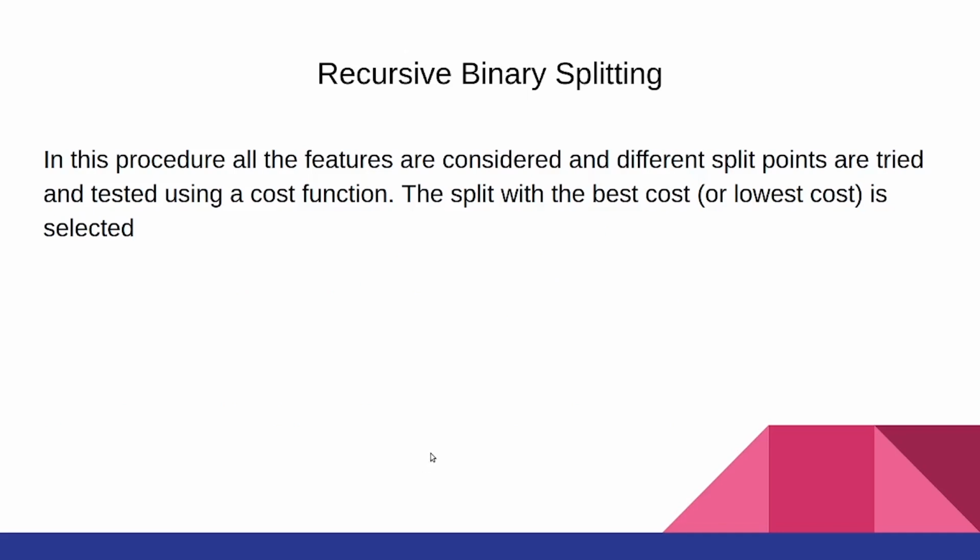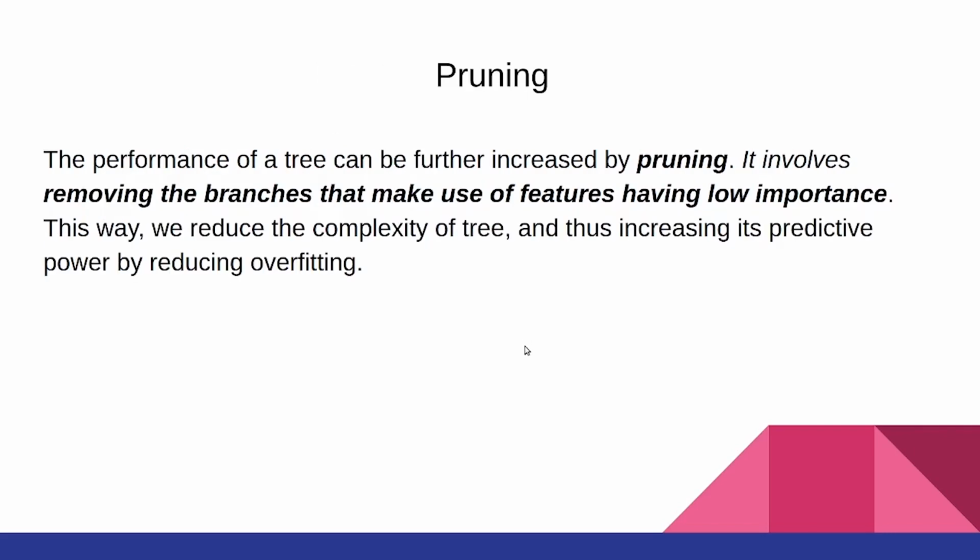Now quickly we'll see some other concepts related to decision trees. Recursive binary splitting. In this procedure, all the features are considered and different split points are tried and tested using a cost function. Split with the best cost or lowest cost is selected. So generally in machine learning algorithms, we want to reduce our cost. And the key to this is knowing how to split and how to produce our decision tree, which we want our model to learn automatically using factors such as Gini Index or information gain.